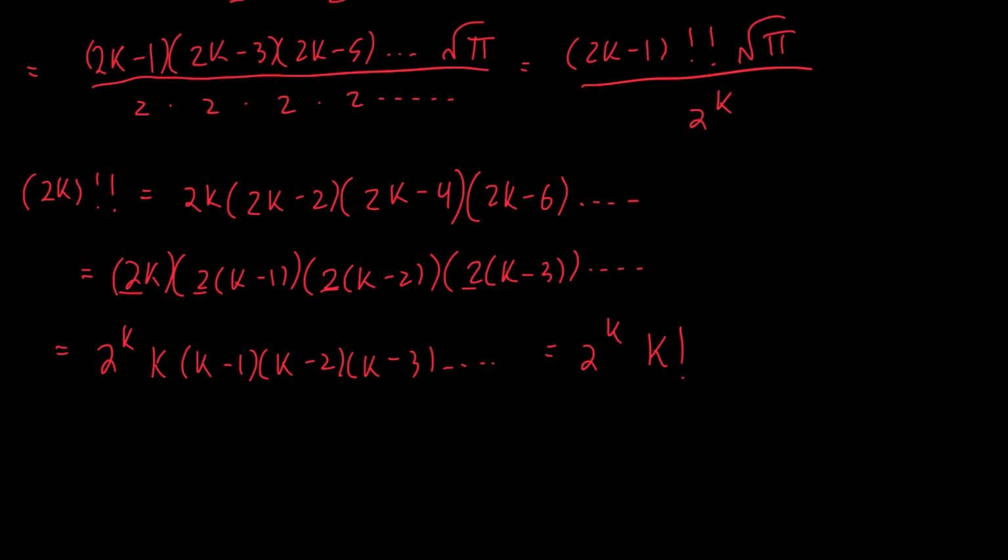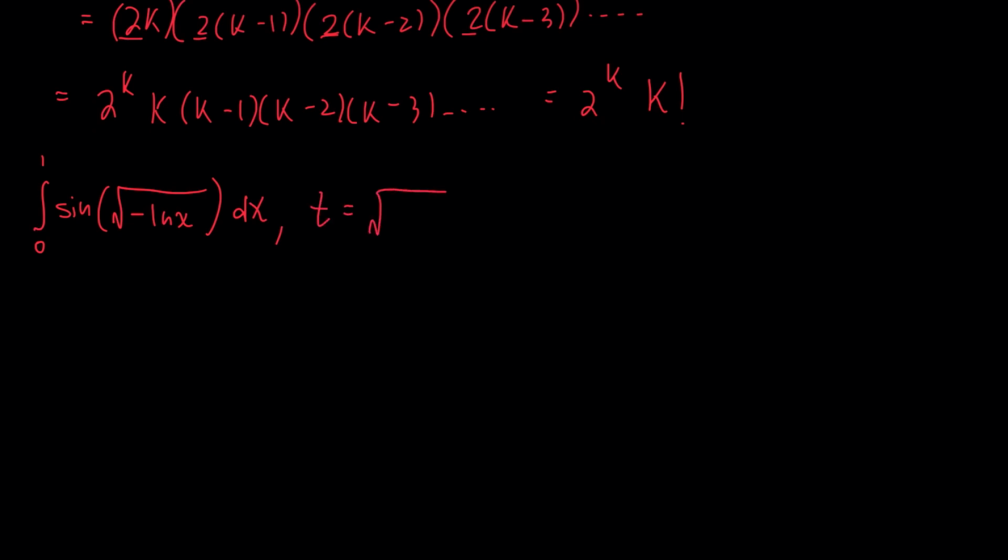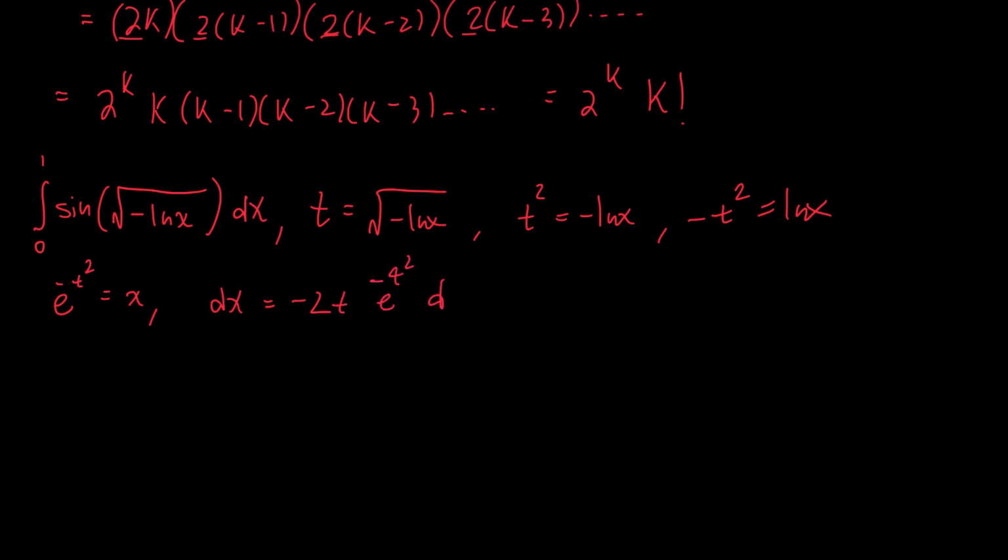So now that we've shown these two things, we can get started with the integral. So we had the integral from 0 to 1 of the sine of the square root of negative ln x dx. And we'll make the substitution. We're going to let t equal the square root of negative ln x. But that means that t squared equals negative ln x. So negative t squared is ln x. e to the negative t squared equals x. Differentiating, we have dx is negative 2t e to the negative t squared dt.